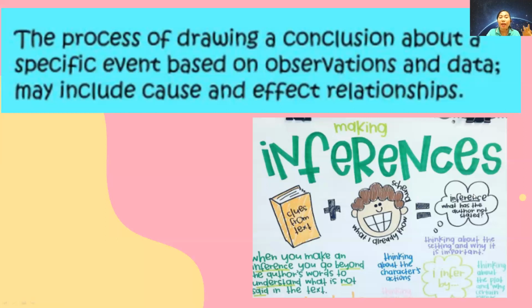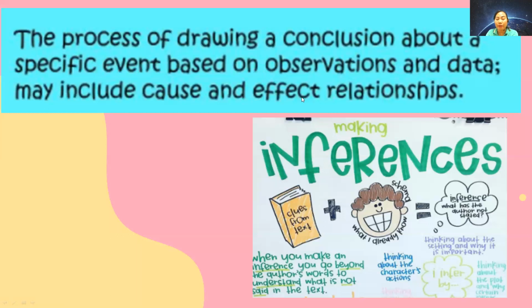We are making our conclusion based on our observation, based on our measurement, based on our classifying things, and based on our predictions. Okay, now, here in inference, it may include a cause and effect relationship. What is the effect and the cause of the things that happen? So, you investigate using different kinds of science process skills.